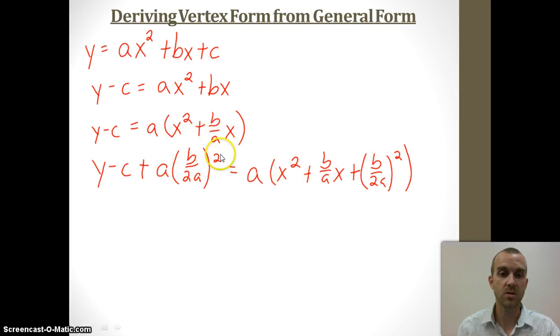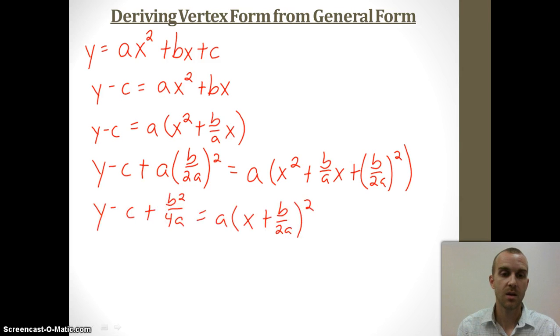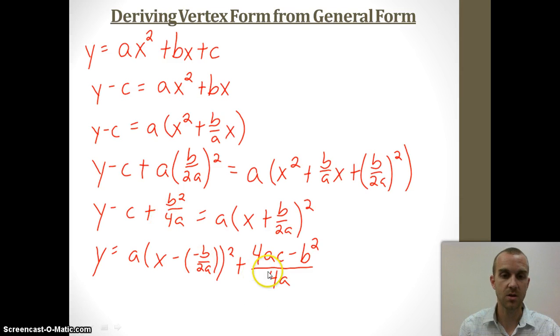But remember, when we do it to the left-hand side, we need to also multiply it by a, since this whole expression is being multiplied by a. Simplify it down. And if I create a common denominator here of 4a, I'm going to get 4ac over 4a, which means this can be combined into a single term and added to the other side.